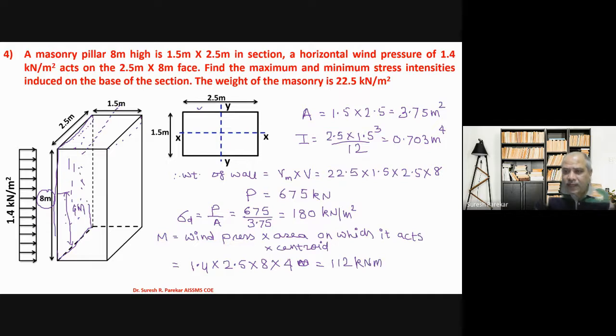Now knowing value of M and value of I, we can find sigma B. So sigma B is equal to M by Z. So M we have 112 divided by 0.703, into depth, we have 1.5 divided by 2, so we have taken M by I into y, and that is equal to 119.5 kilonewton per meter square.